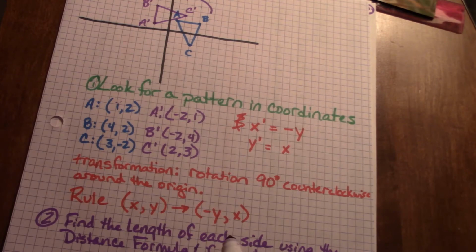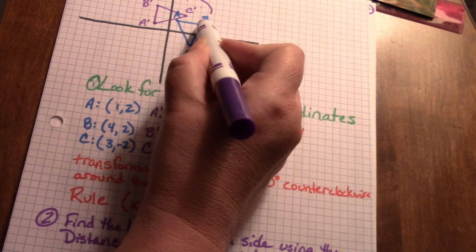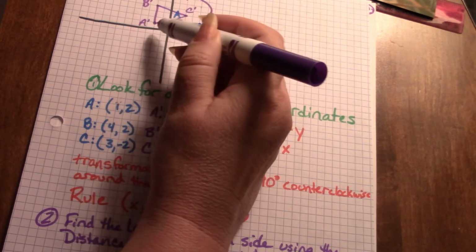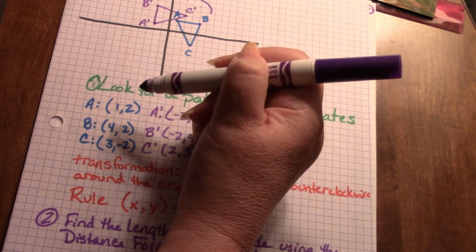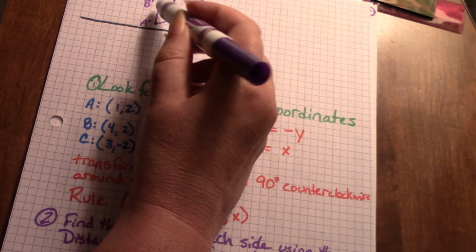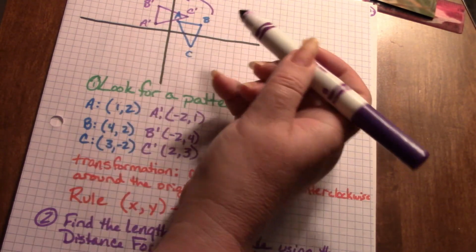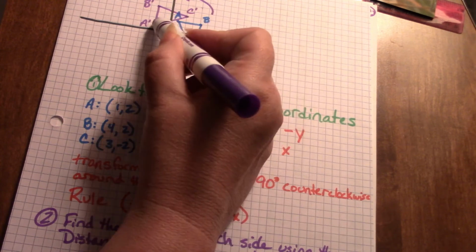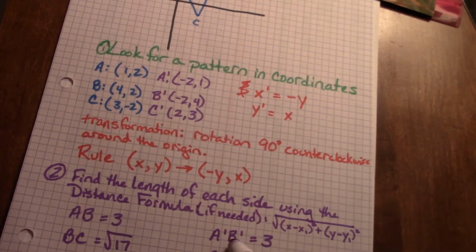So I need A, B points and A', B' points, and I need to throw it into the distance formula. And in your book, you can see I need my AB length and my A'B' length. Now, because they are right in line, I can just count 1, 2, 3, 1, 2, 3. They're 3 units each. So AB and A'B' are both 3.